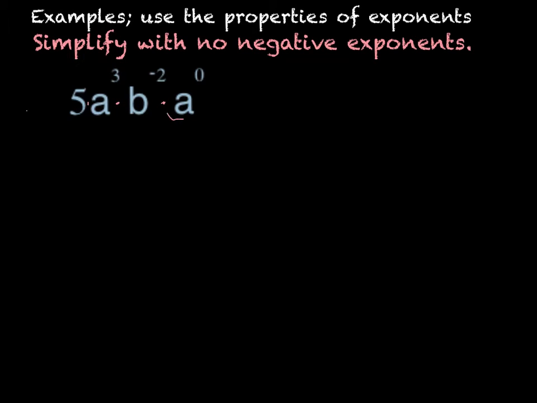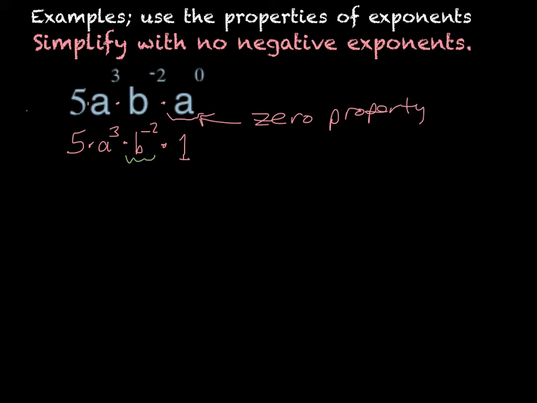So I'm going to look right here, and I have a 0 property. So a to the 0 power is 1. So I have times 1, and 5 times a to the third power times b to the negative 2 power. Now I see I have a negative exponent. So this was a 0 property. And now I have a negative exponent. Okay, so a negative exponent, flip it over the fraction bar and drop the negative.